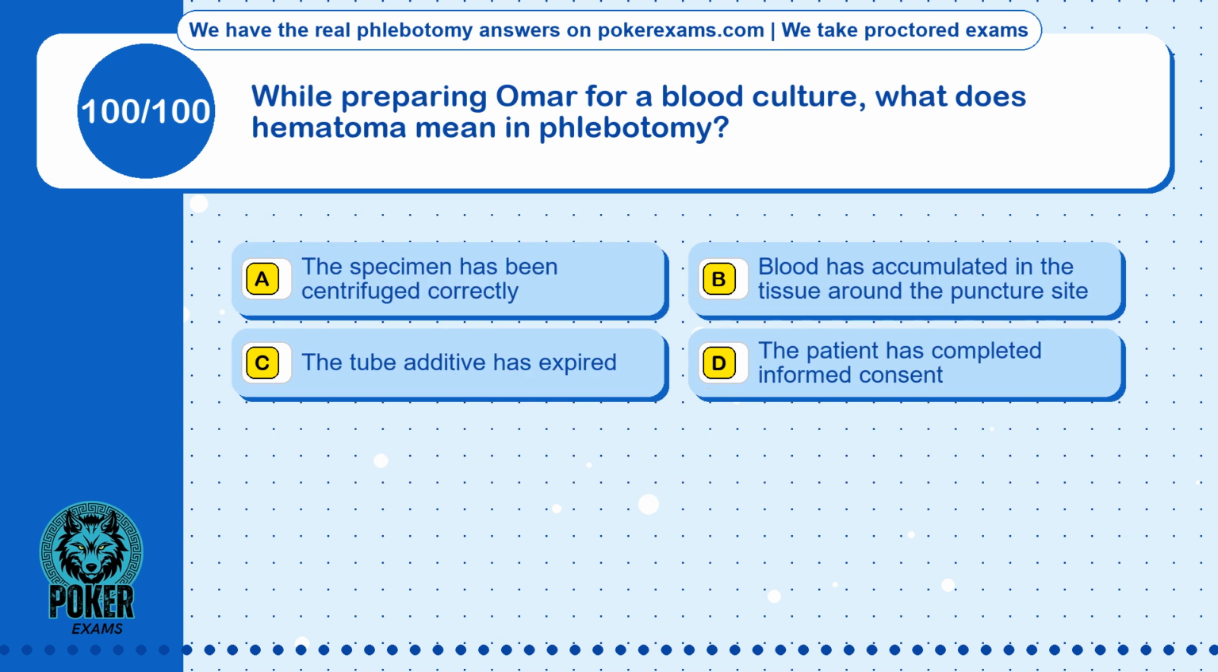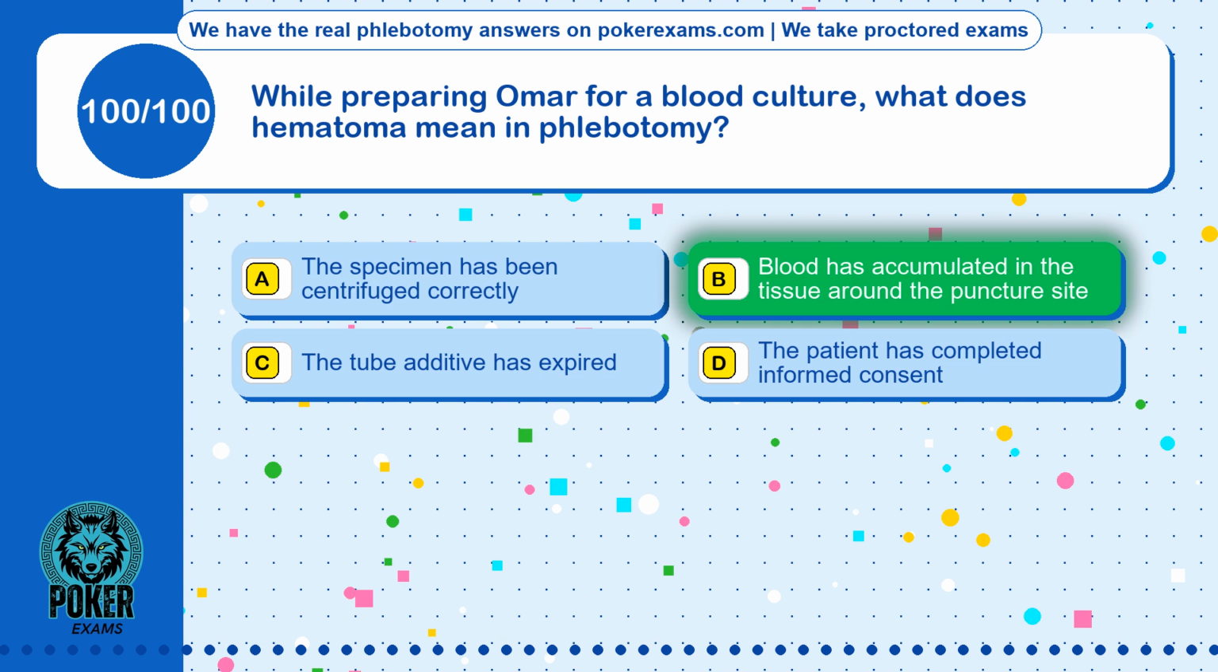Question 100. While preparing Omar for a blood culture, what does hematoma mean in phlebotomy? Option A. The specimen has been centrifuged correctly. Option B, blood has accumulated in the tissue around the puncture site. Option C. The tube additive has expired. Option D. The patient has completed informed consent.